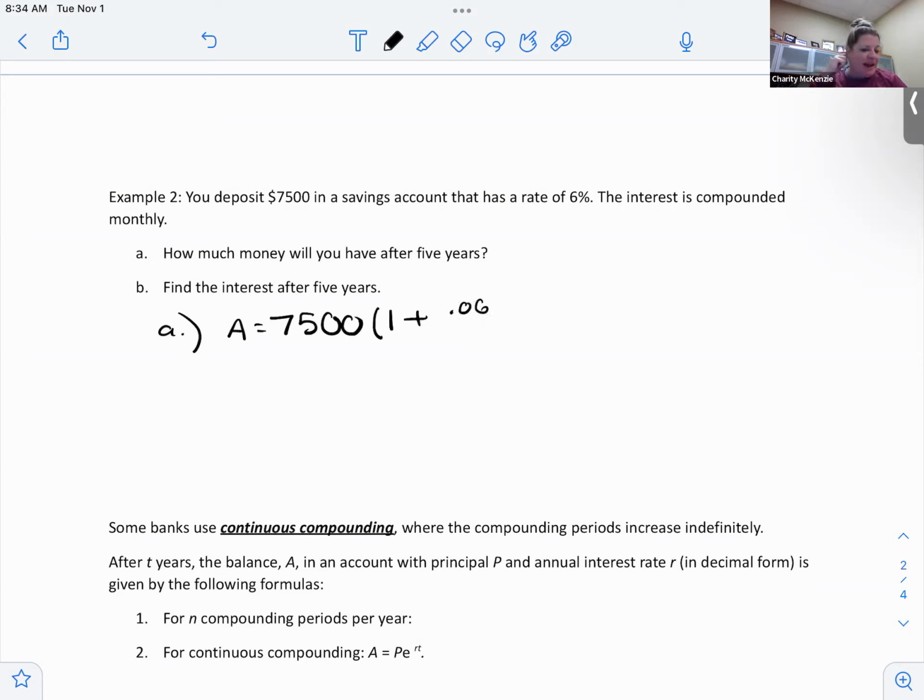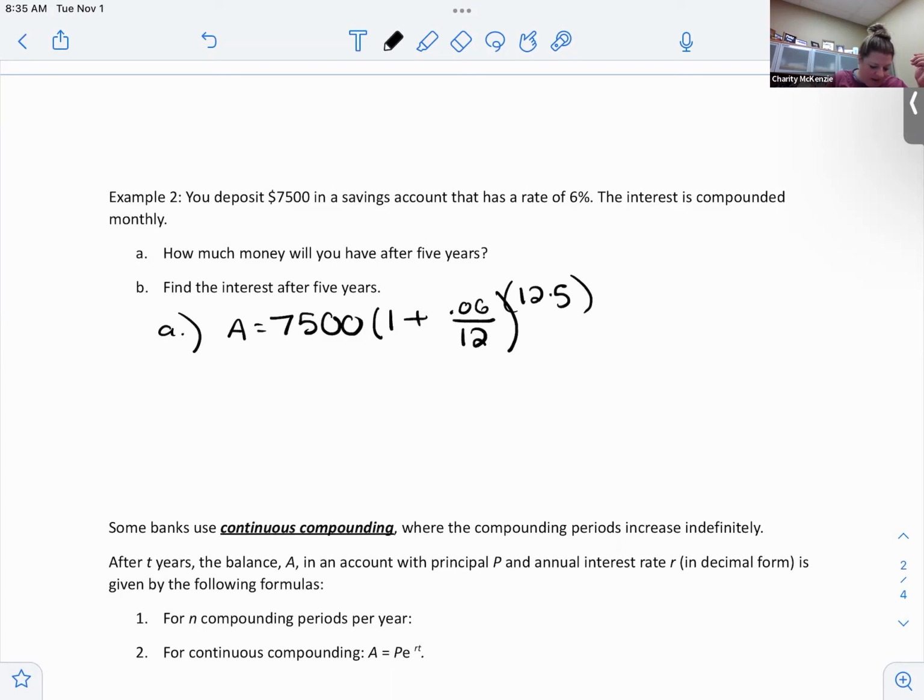So we have to write that as 0.06 divided by how many times are we compounding it per year? Well, it's compounded monthly. How many months are in a year? 12. If I was doing weekly, how many weeks are in a year? 52. Okay, so forth. Then in your exponent, you have 12 times the years. So how many years? 5 years? And again, use a parenthesis in the calculator there.